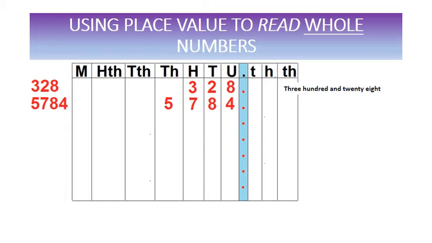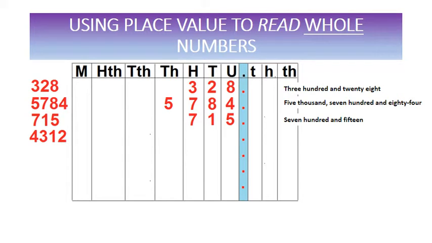This number's got 5 in the thousands column, 7 in the hundreds column, 8 in the tens column, which is the same as 80, and 4 units. So we read it as 5,784. And both these examples show that we actually read the tens and the units together. Here we've got 700, then we've got one lot of 10 and one 5, which together make 15. So together that number reads as 715. And this one we've got 4,312.